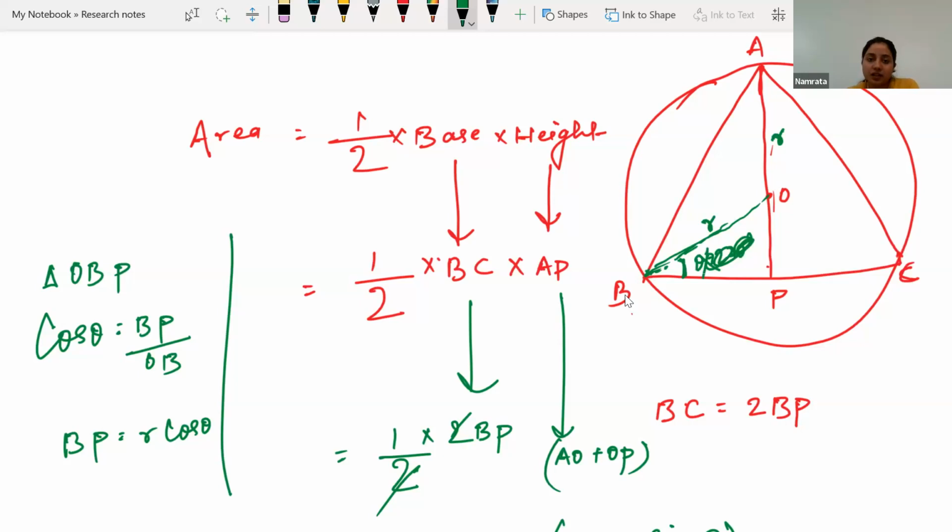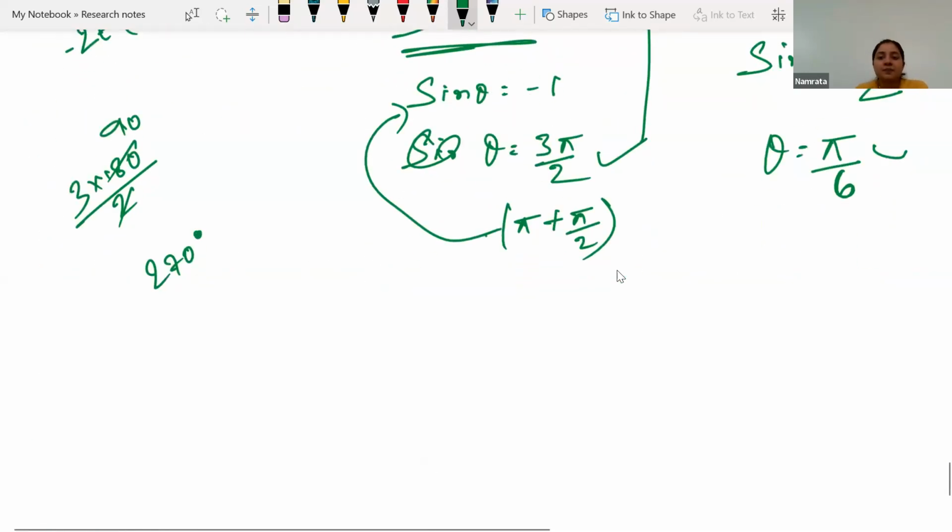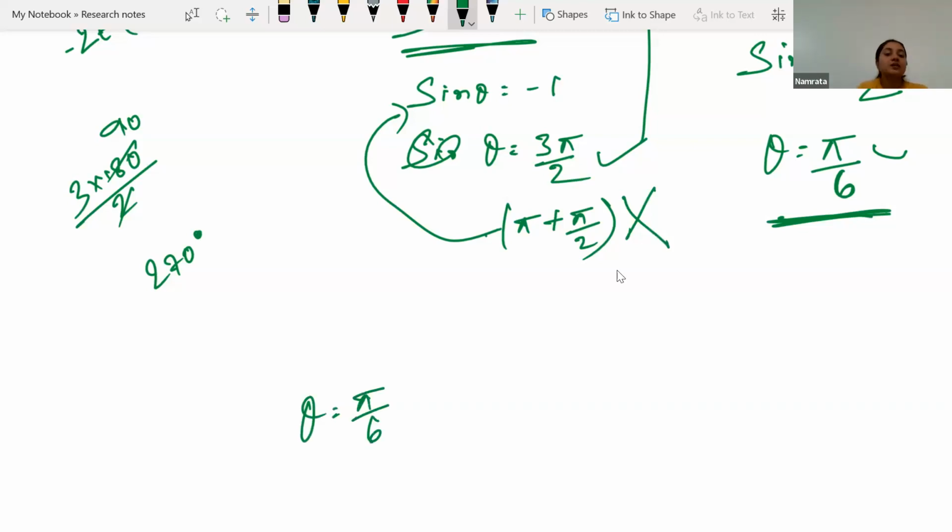We need to take the other value of theta only, that is pi by 6, which means 30 degree. It can be 30 degree, but it can't be 270 degree because we are talking about the interior angle of a triangle. So pi by 6 we need to take to proceed. This one we will not be taking. So theta equals pi by 6 we got as a critical point.